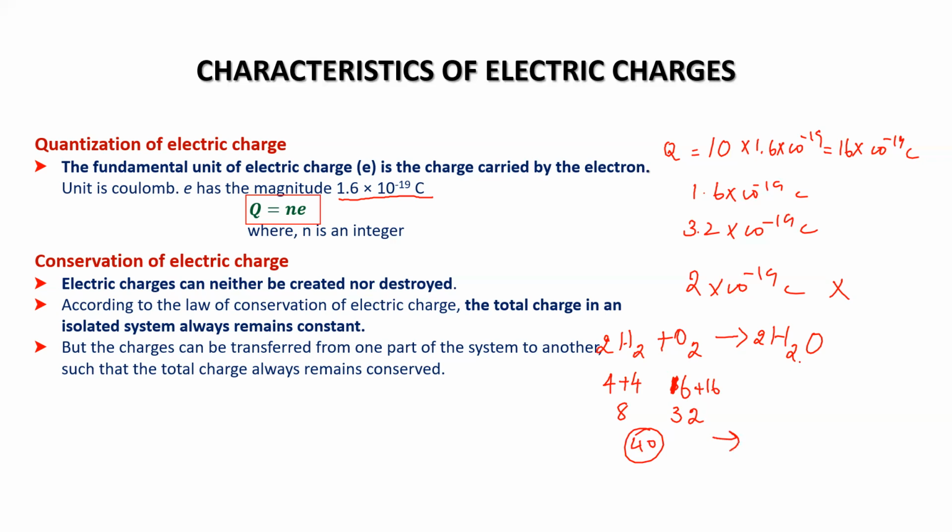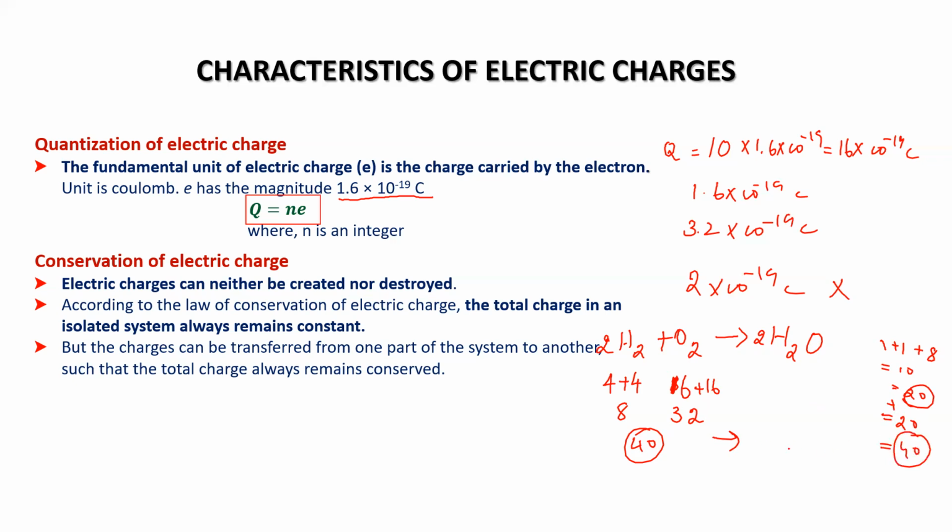After the reaction, what will you get? You just think about the H2O. Hydrogen is plus 1 each, so 2H is plus 2, and oxygen is plus 8, so 10 for one water molecule, and here there are 2 water molecules, so 10 plus 10 is 20. 20 protons, and you have to add 20 electrons.